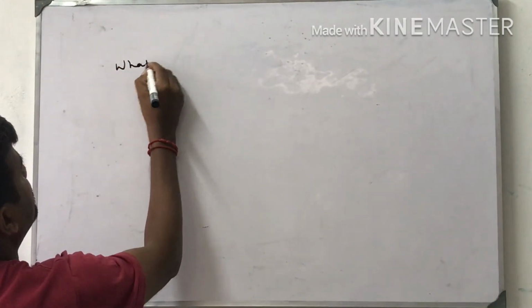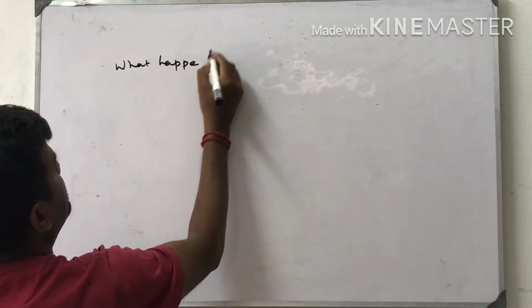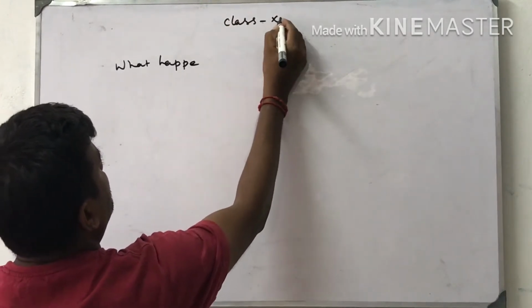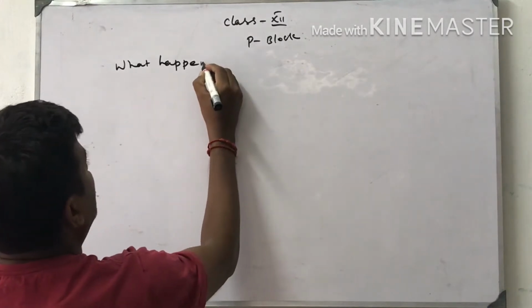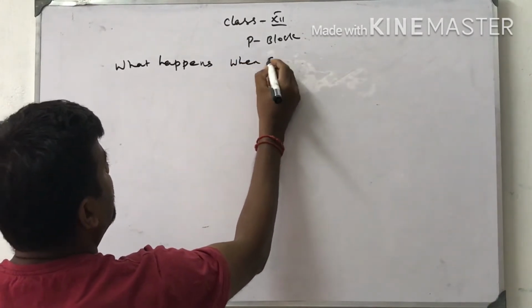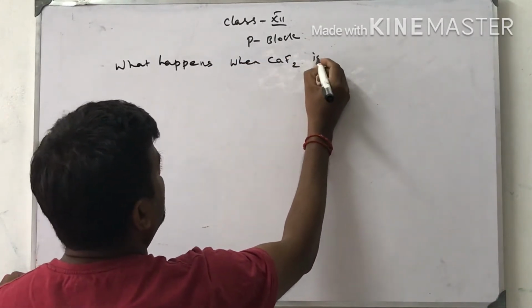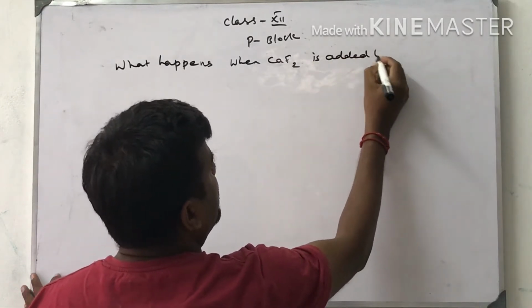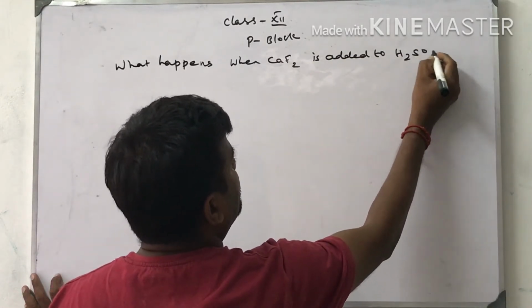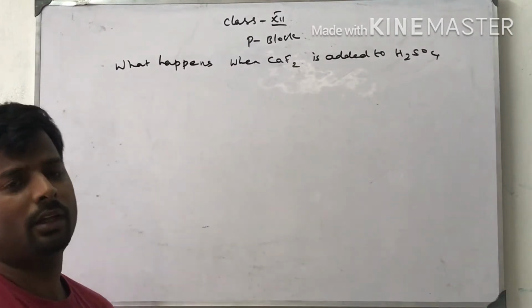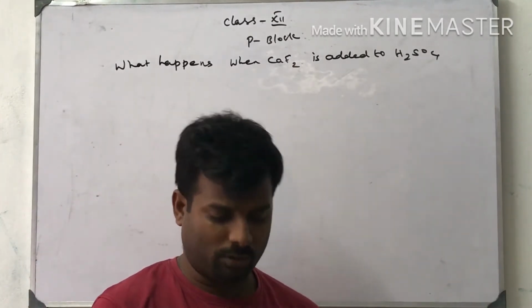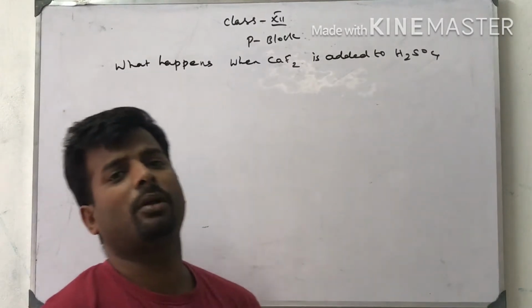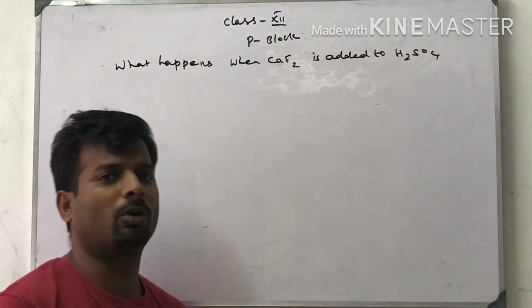Class 12, P block. What happens when CaF2 is added to H2SO4? Most often the P block elements carry one more question. Many one-mark questions they will ask. Totally 5 marks come for the CBSE board exam.